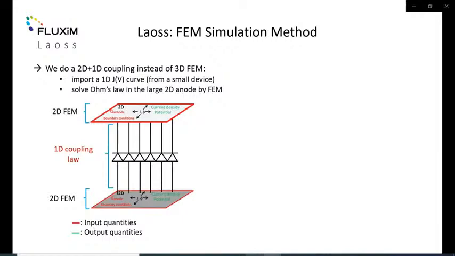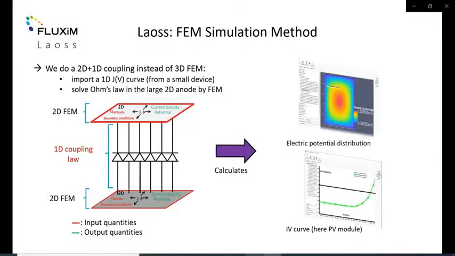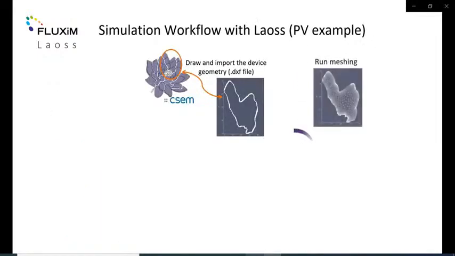Overall, this is a 2D plus 1D approach, which mimics very well the three-dimensional nature of real applications and is computationally much more efficient than a full 3D treatment. LAOS automatically runs the meshing and solves the partial differential equations for the system. As an output, the user directly obtains the electrical potential distribution, the IV curve of the device, and much more.